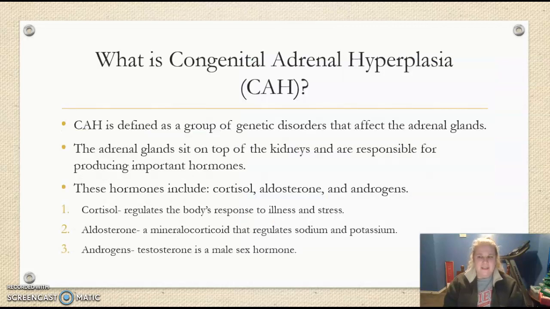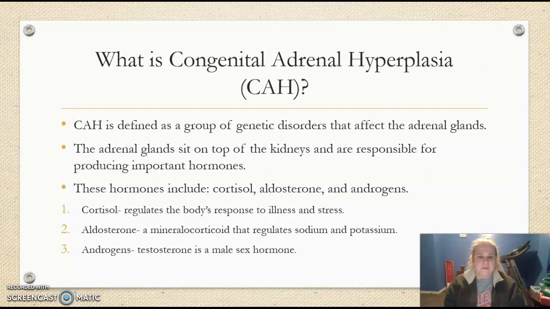Congenital adrenal hyperplasia is defined as a group of genetic disorders that affect the adrenal glands. The adrenal glands are small glands that sit on top of your kidneys, and they're responsible for producing hormones. They're a huge part of your endocrine system. I think a lot of people, when they think of an endocrine issue, think of diabetes because it's really common.